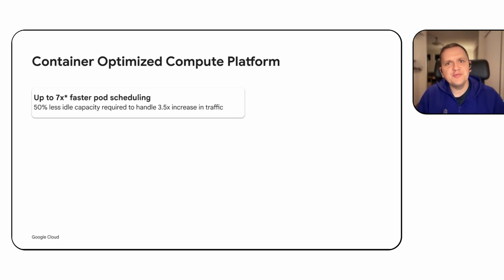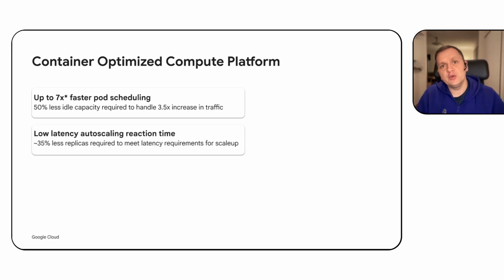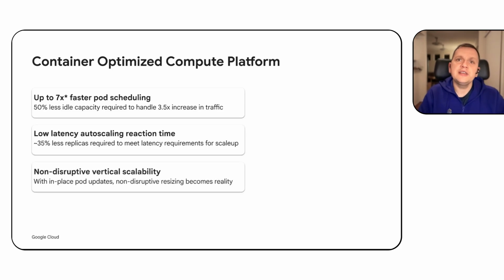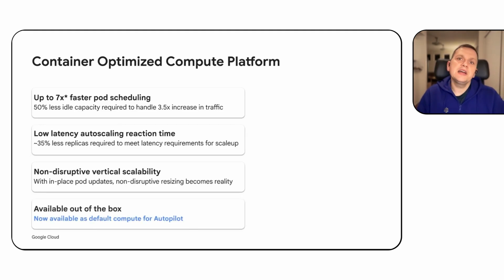But getting compute faster is just part of the solution. In order to be able to leverage this compute, you also need to be able to scale your application faster. And with container-optimized compute, we've done exactly that, speeding up our horizontal pod autoscaler. And with the introduction of in-place pod resize in Kubernetes 1.33, we are now able to resize your pods without disruption. All of that is now available out of the box in GKE Autopilot.